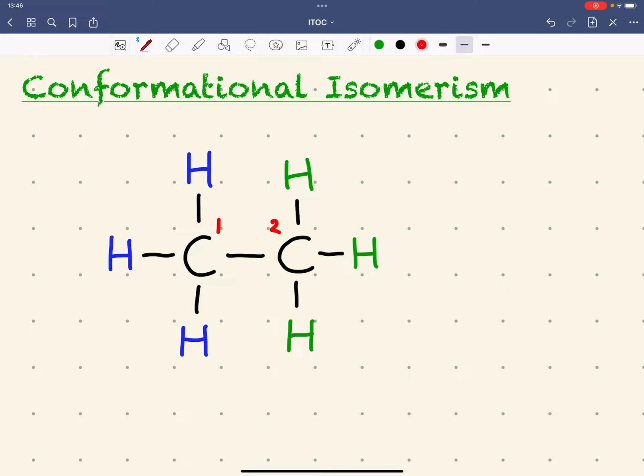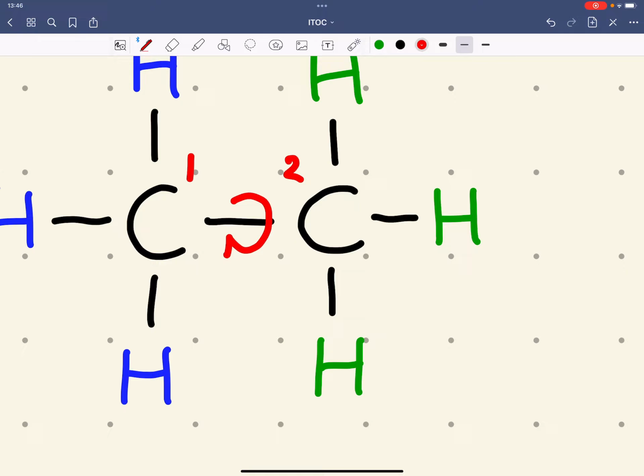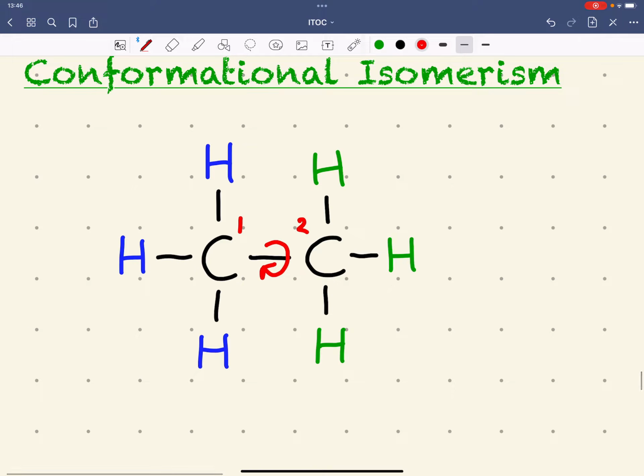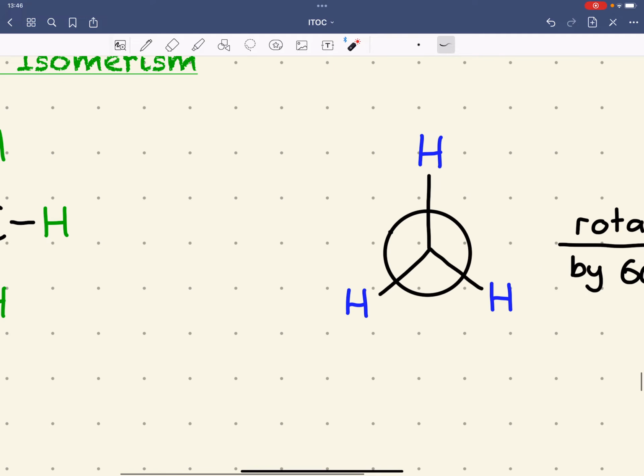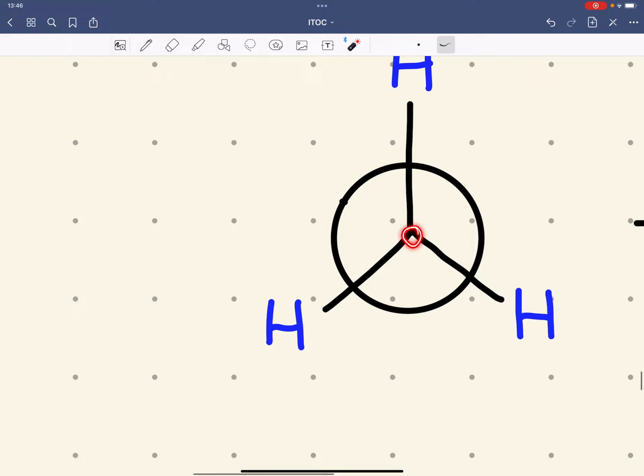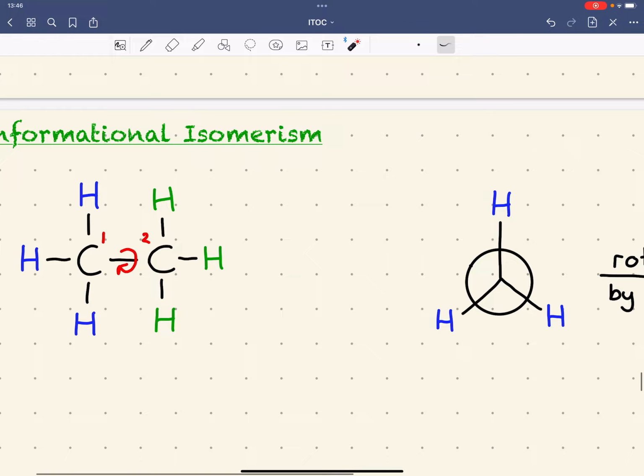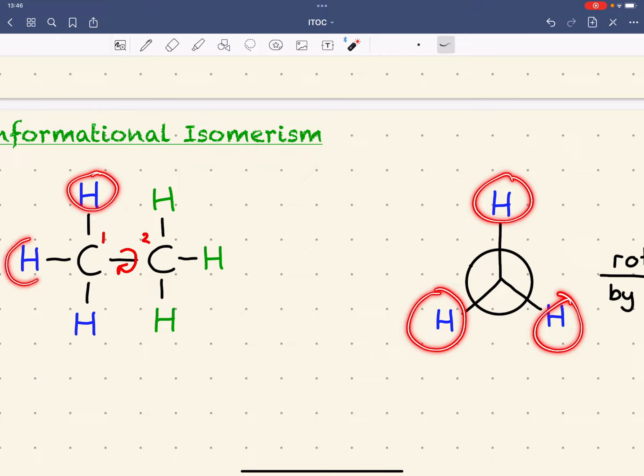Now, what we've got here is probably the simplest molecule that we could look at for this example, which is ethane. And ethane can adopt different shapes due to the fact you can get rotation around this carbon-carbon single bond. So we're going to imagine we're looking at the molecule from this direction. And we can look at this diagram here, and we can imagine this is carbon 1, and carbon 2 is directly behind carbon 1. And we can see that these three hydrogens in blue represent these three hydrogens in blue here.